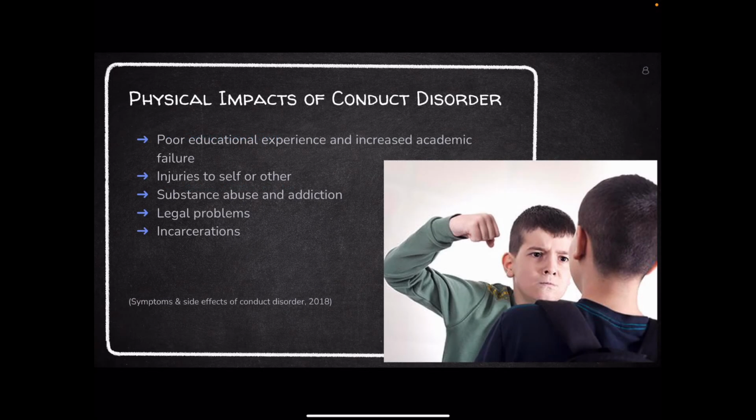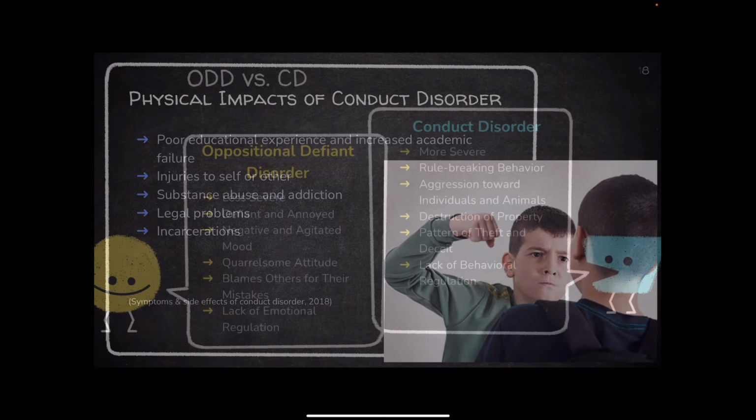Physical impacts of conduct disorder can be poor educational experience and increased academic failure. So if they're constantly truant from school, or they're being very physical with their classmates or people in the school, this can lead to them being suspended or expelled, which can really have a negative impact on the educational experience. Their physical and aggressive nature can cause injuries to themselves or others. It can also lead to substance abuse and addiction, as well as legal problems and incarceration.